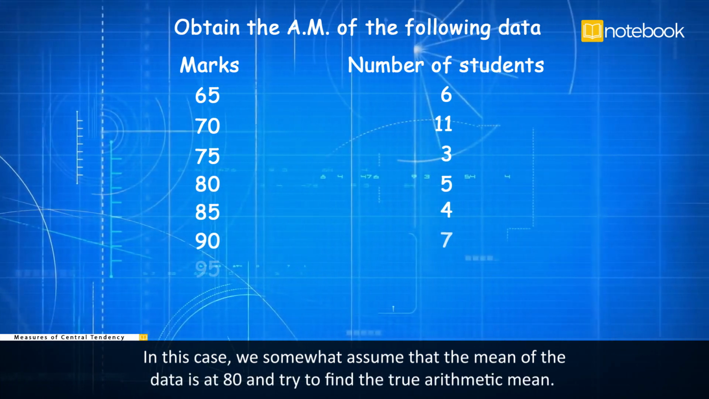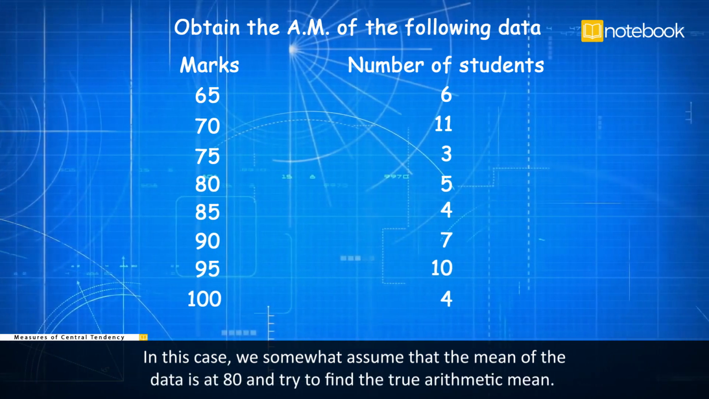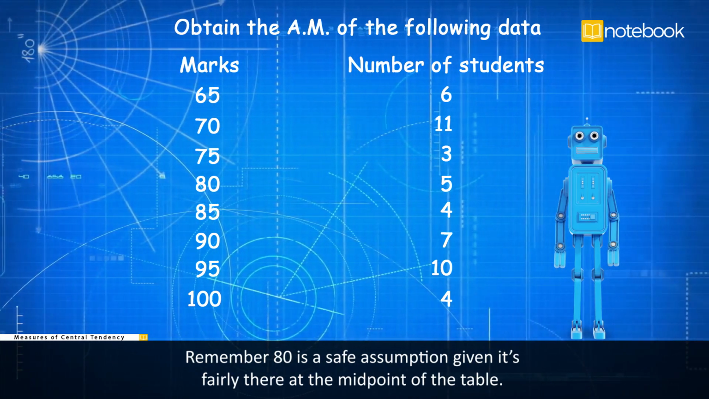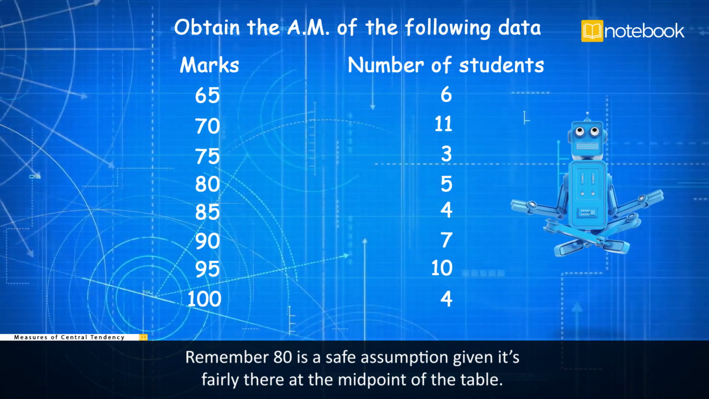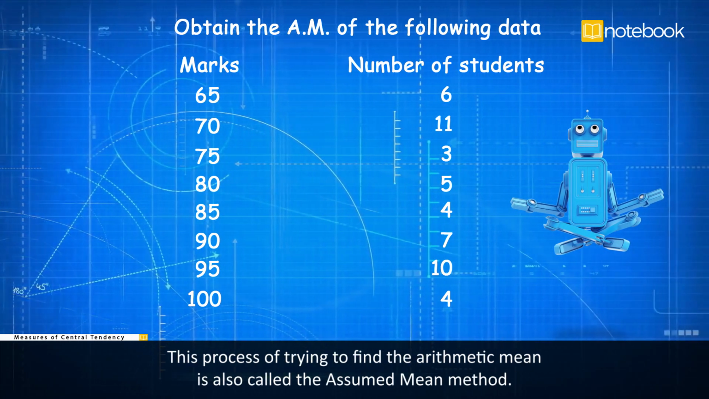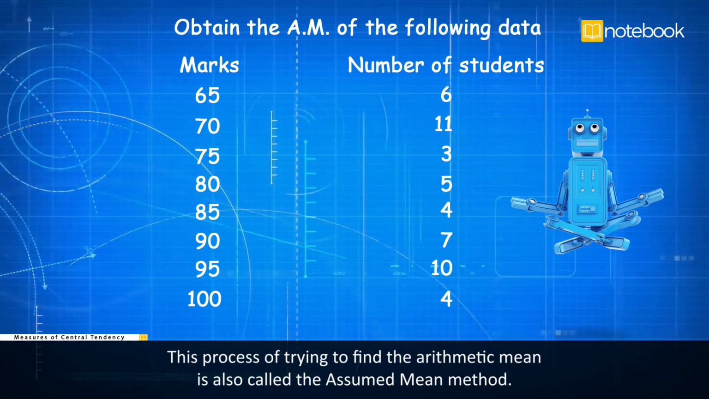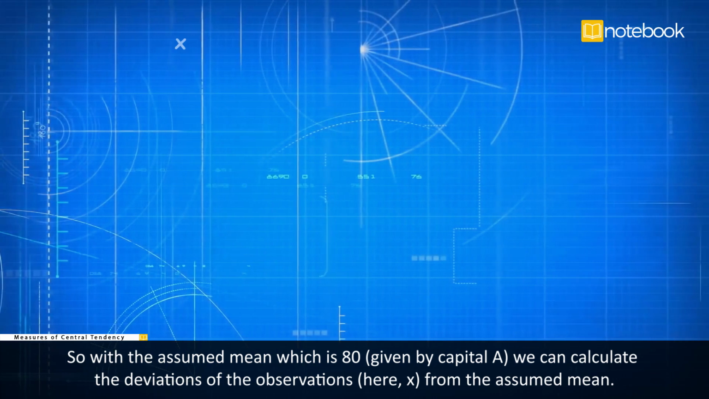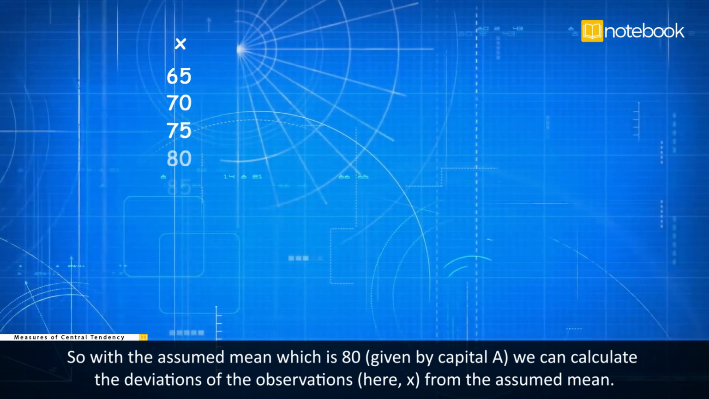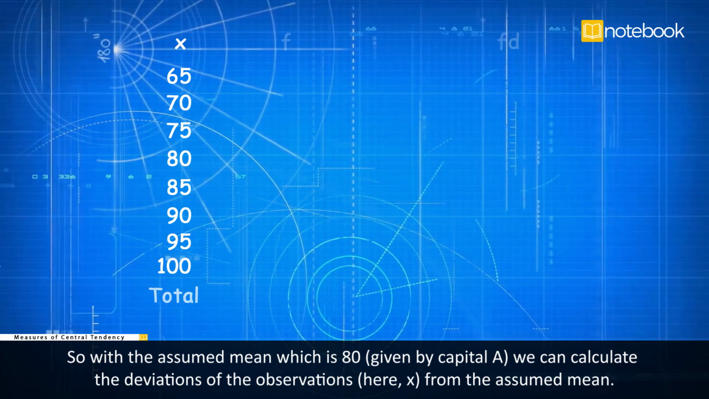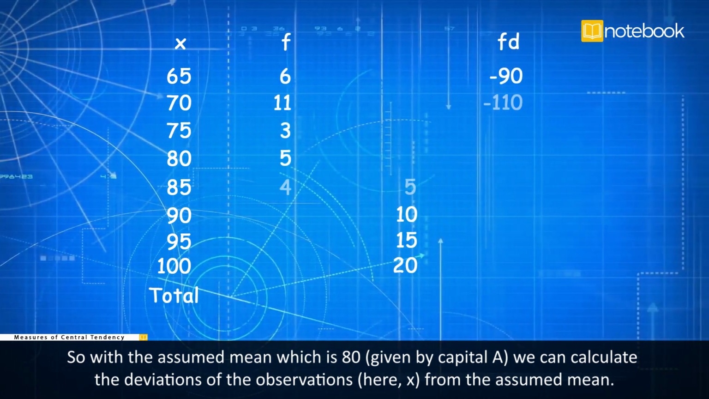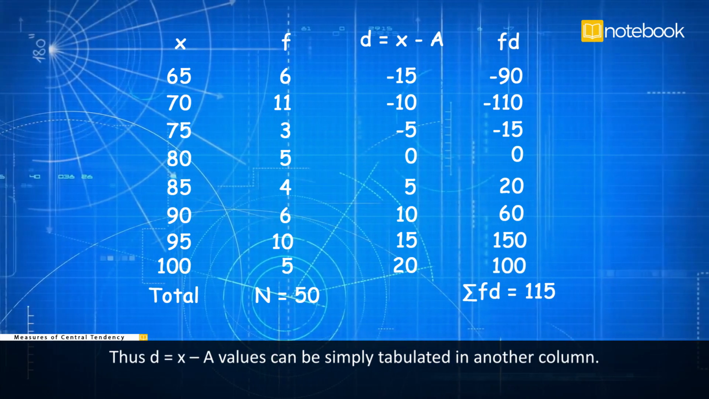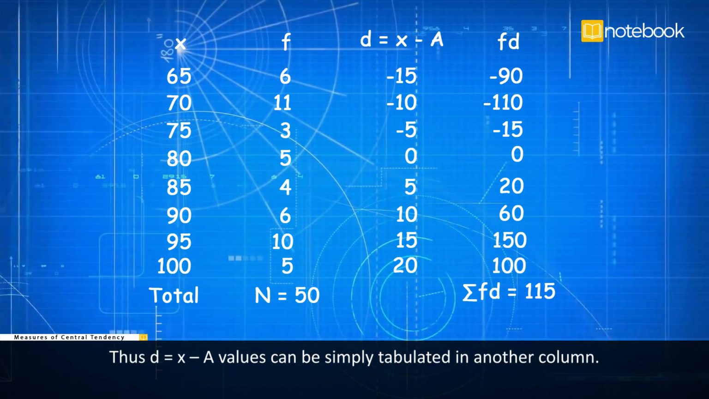In this case, we assume that the mean of the data is 80 and try to find the true arithmetic mean. Remember, 80 is a safe assumption given it's fairly at the midpoint of the table. The process of trying to find the arithmetic mean is also called the assumed mean method. So, with the assumed mean, which is 80, given by capital A, we can calculate the deviations of the observation, here x, from the assumed mean. Deviations can be written as d. Thus, d is equal to x minus A.